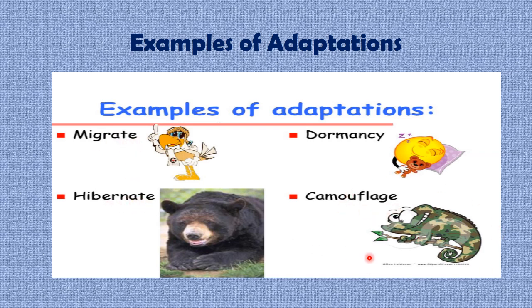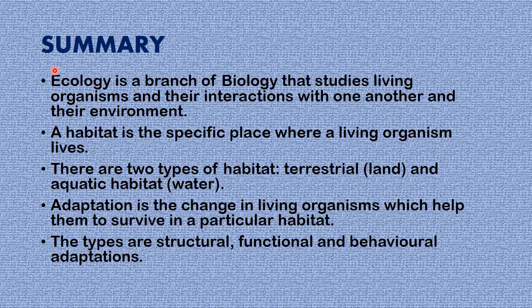We've already talked about camouflage. Hibernation here is a type of functional adaptation. Migration is a type of behavioral adaptation. Anytime there is no water or food in a particular habitat, the organisms move away from that place in search of food and water. This is what we call migration. Camouflage is a structural adaptation where the skin is adapted to survive. Dormancy is a type of behavioral adaptation.